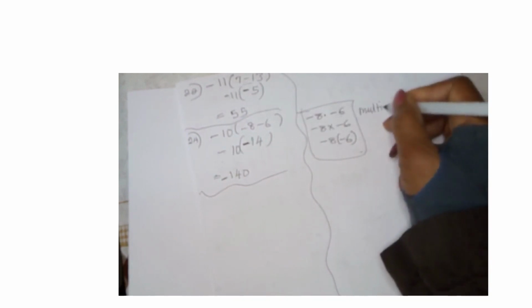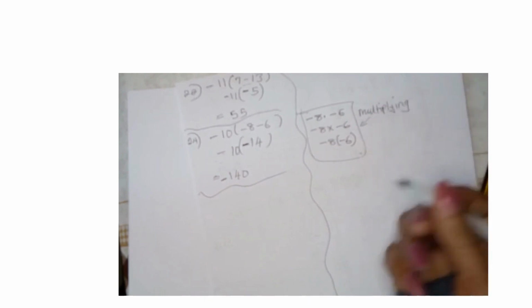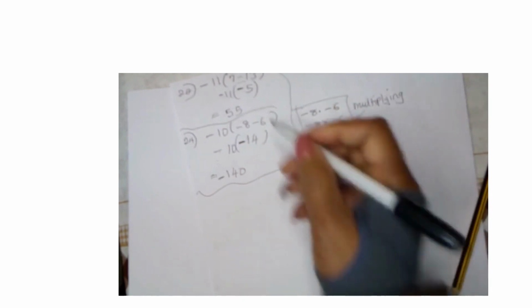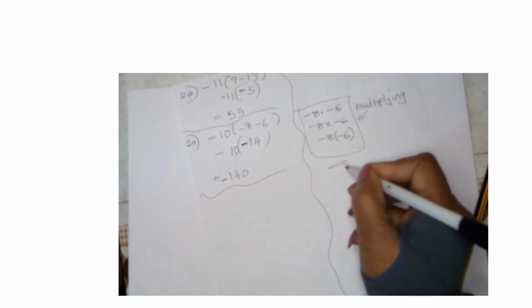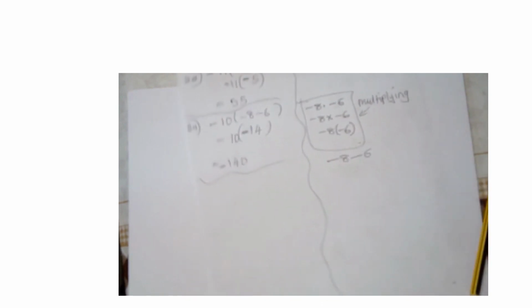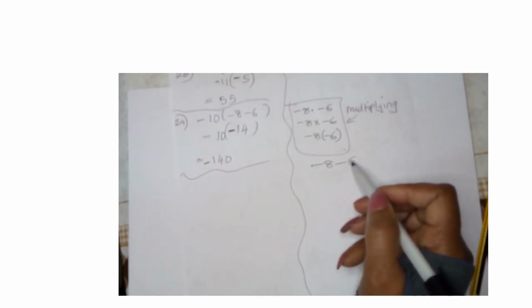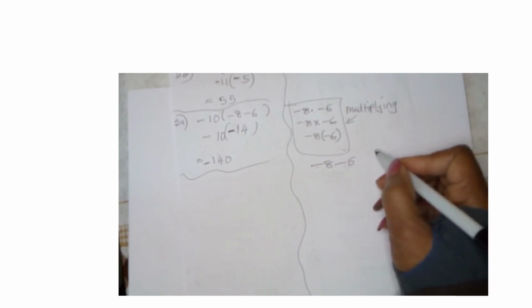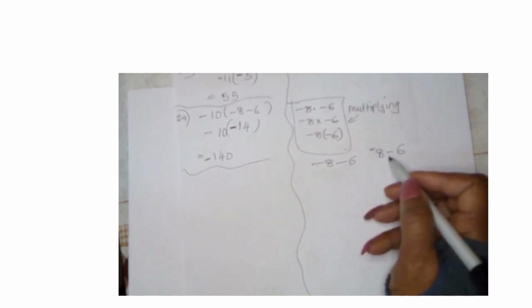Anything like this, it means you're multiplying. But if nothing like this is written in between the numbers, it means you're going to add or subtract. So here you have negative 8, negative 6. What does that mean? It means negative 8 minus 6. Some textbooks have started writing it like this, but whichever way it is, this means negative 8 minus 6.